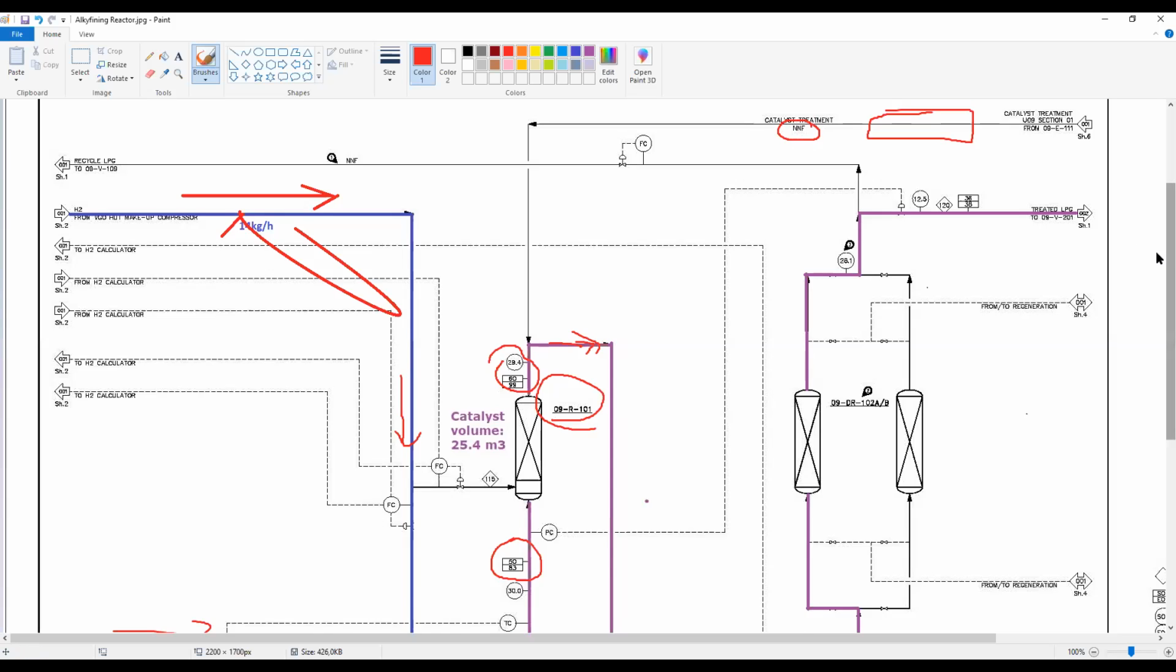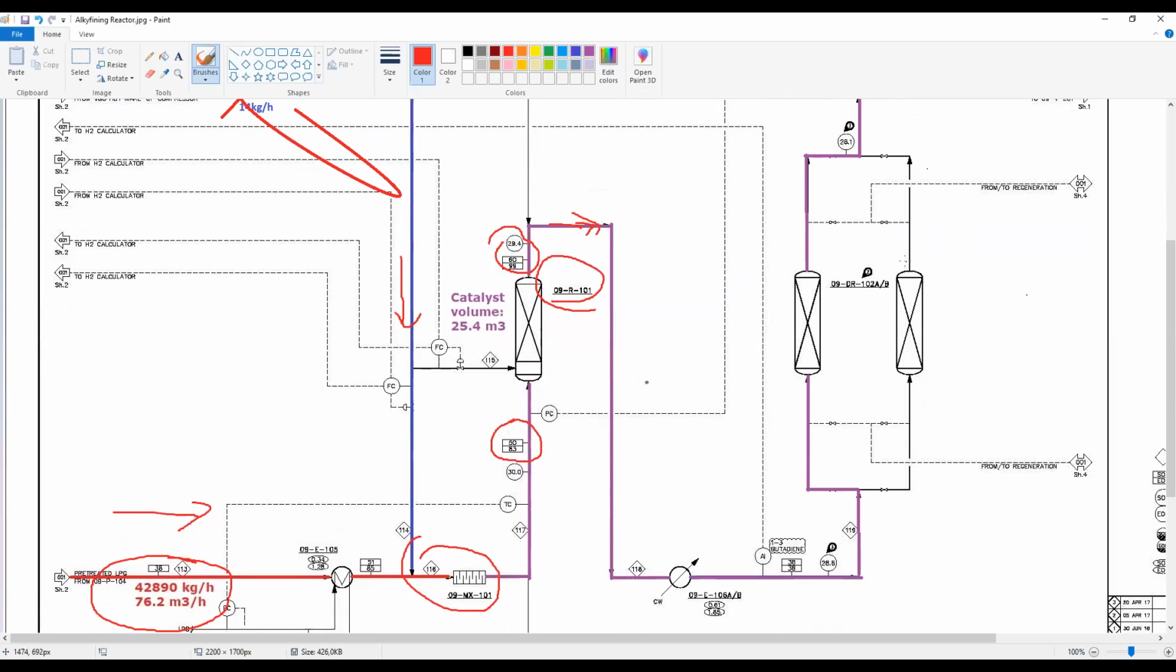Also here in these dryers you have two dryers, A and B. So you will have one dryer in operation, and the other dryer will be in regeneration. The B in this case will be in regeneration.